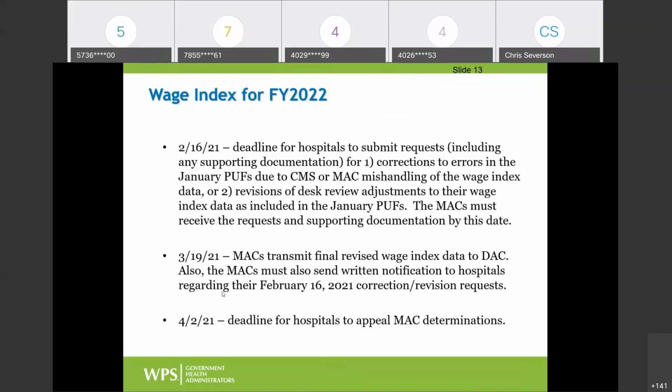As I said, CMS needs this data to be able to issue a proposed rule. And then, of course, changes might be made by the time they issue the final rule. So that's where we currently are for the wage index. Again, it really only impacts the acute care hospitals, but as far as the review, the results have a broader impact. But that's the time frame we have here.